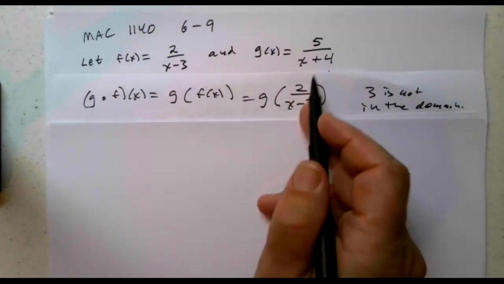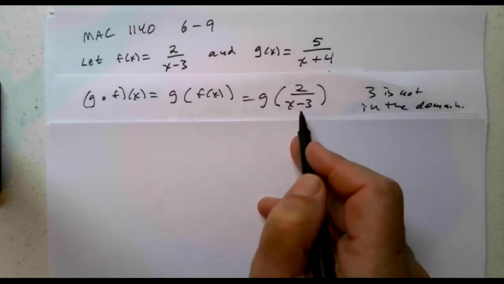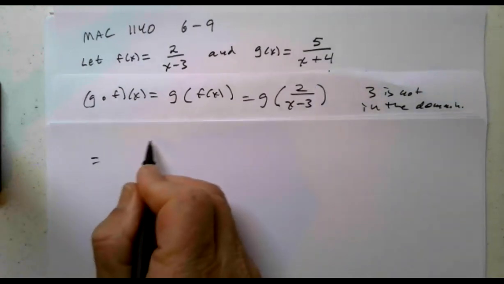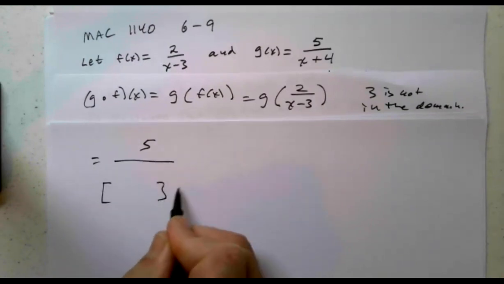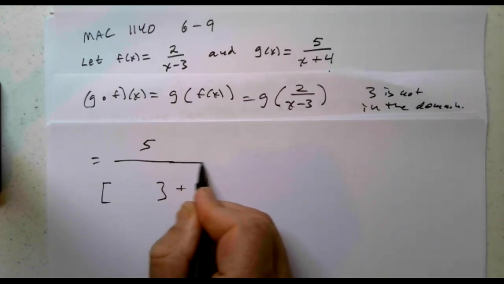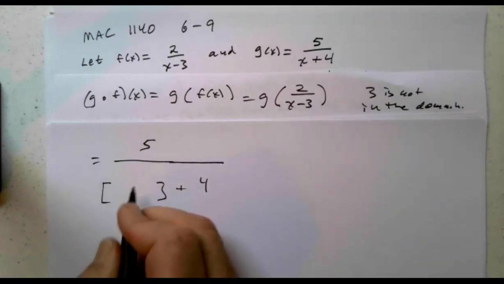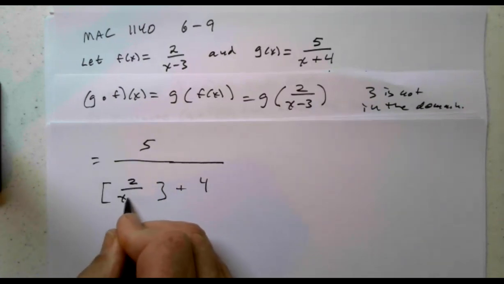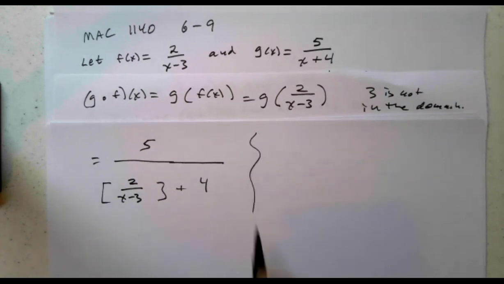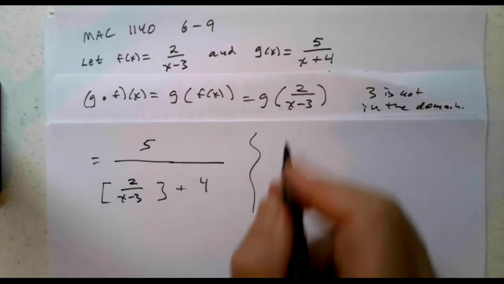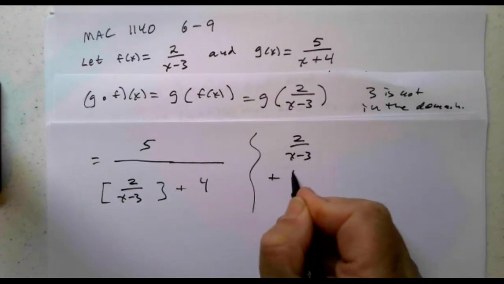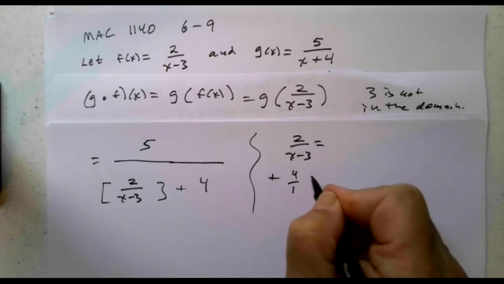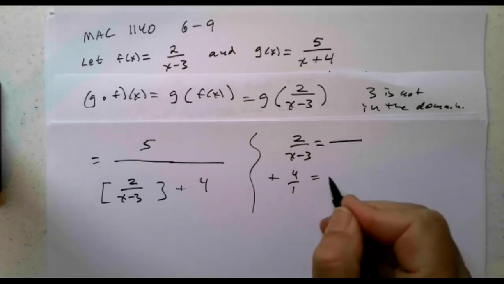So G is 5 over something plus 4. So G of this is 5 over the something plus 4. What is the something here? 2 over X minus 3. So just like on the last problem, I've got to add these fractions on the bottom. 2 over X minus 3 plus 4 over 1. Common denominator, X minus 3 times 1.